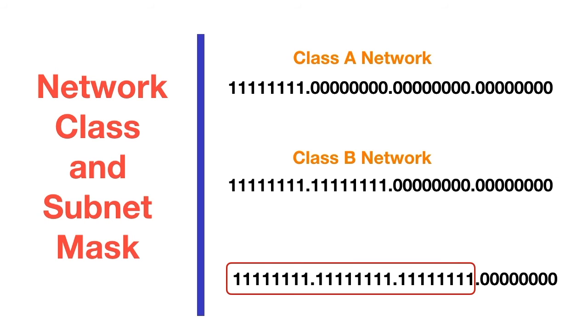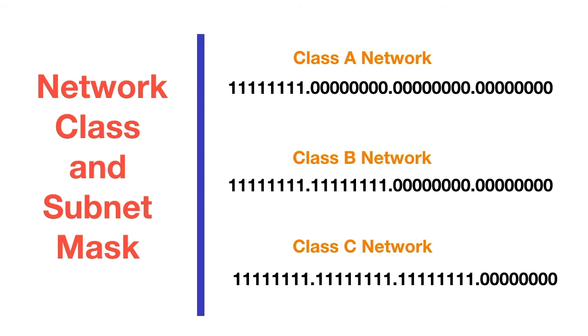Finally, in the last example, we can see that the leftmost 3 octets are masked. Only the rightmost octet is unmasked. This is used as the default for a Class C network.